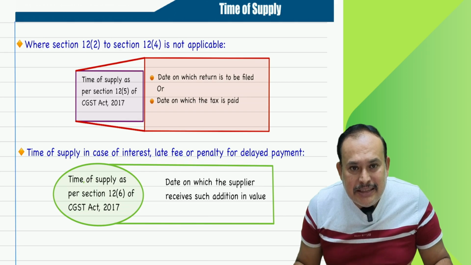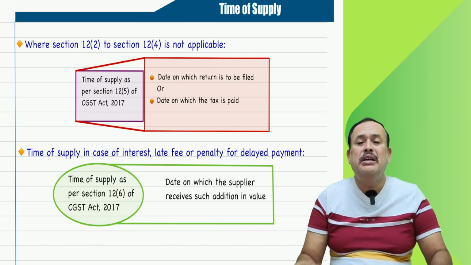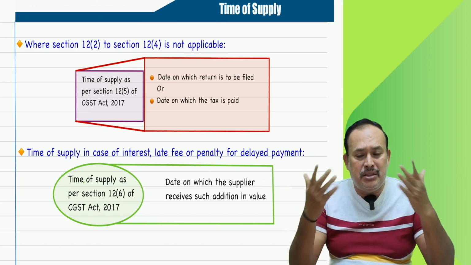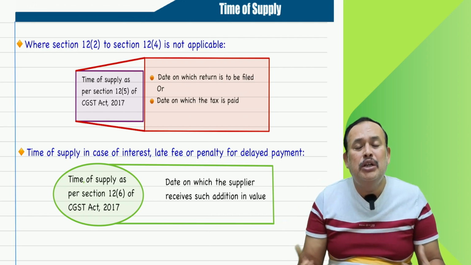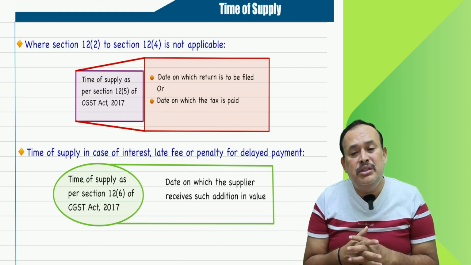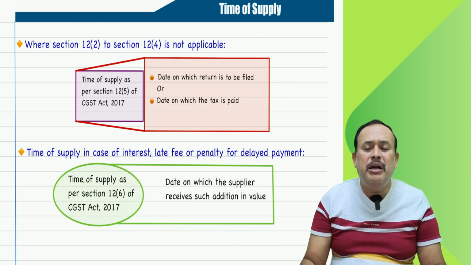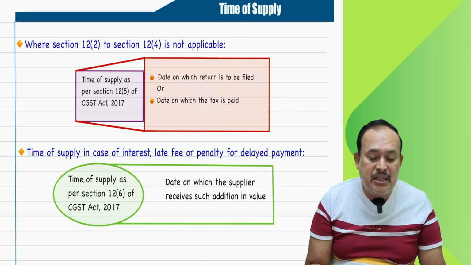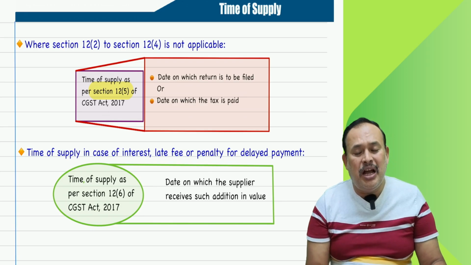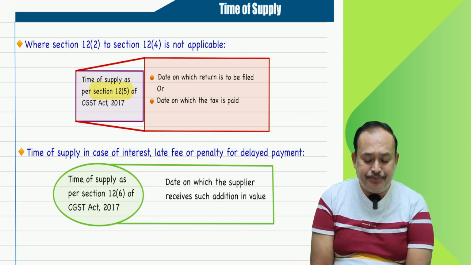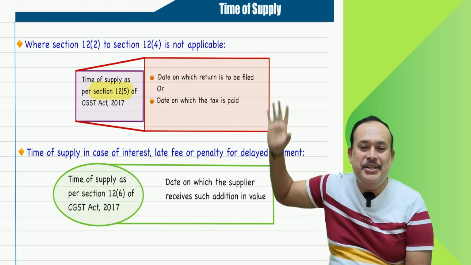Come back. Section 12 subsection 2 to section 12 subsection 4. If forward charge is not applicable to identify time of supply, reverse charge provision not applicable, the voucher provision also not applicable because it is not a voucher. In that case, by default, it falls under section 12 subsection 5 of CGST, which talks about time of supply of goods. A default provision it is.